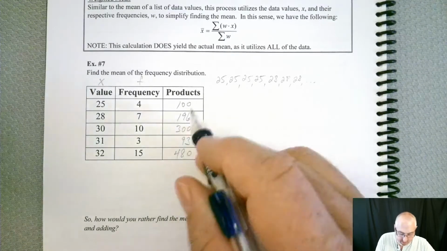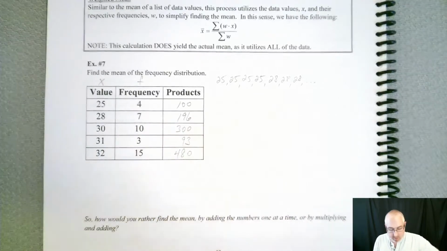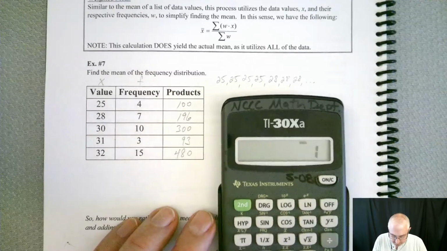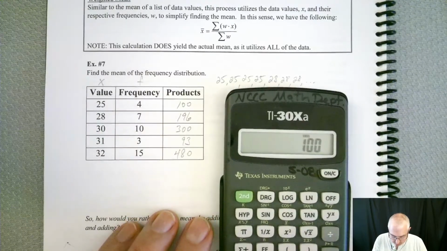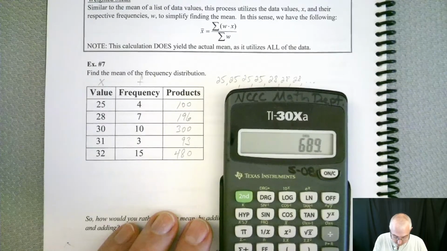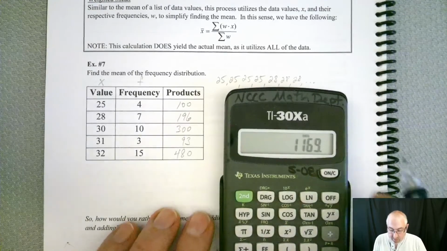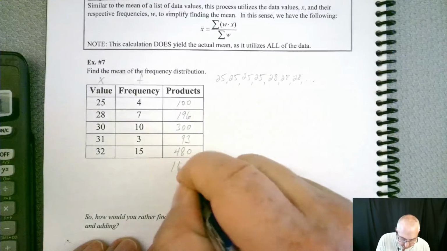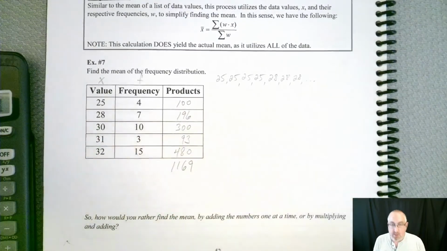Right, we have to add them all up. So I'm going to use a calculator just to be safe. So 100 plus 196 plus 300 plus 93 plus 480. So 1169. So 1169, I'm going to write it down right under here. So there's the total of all of our data values.